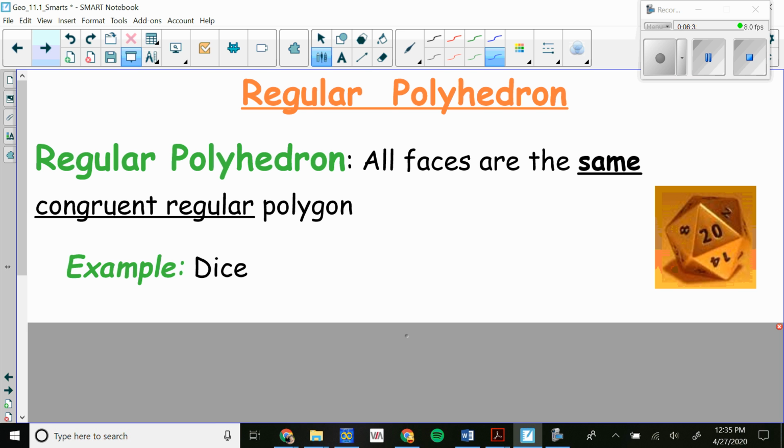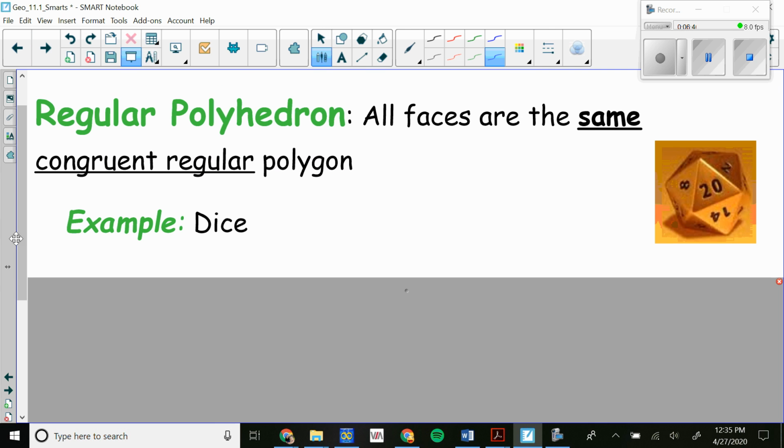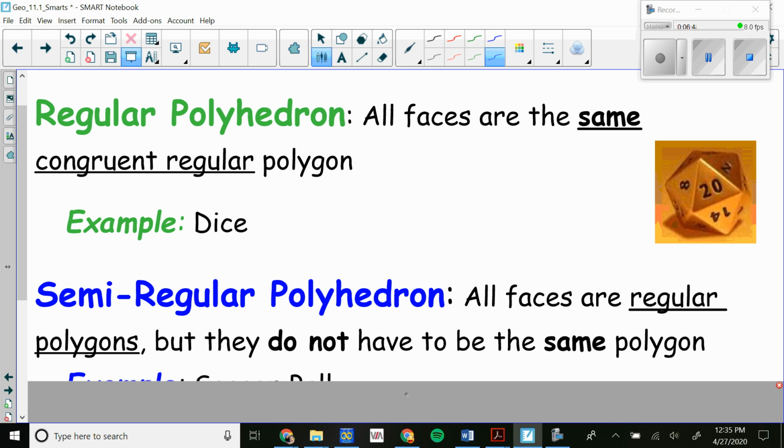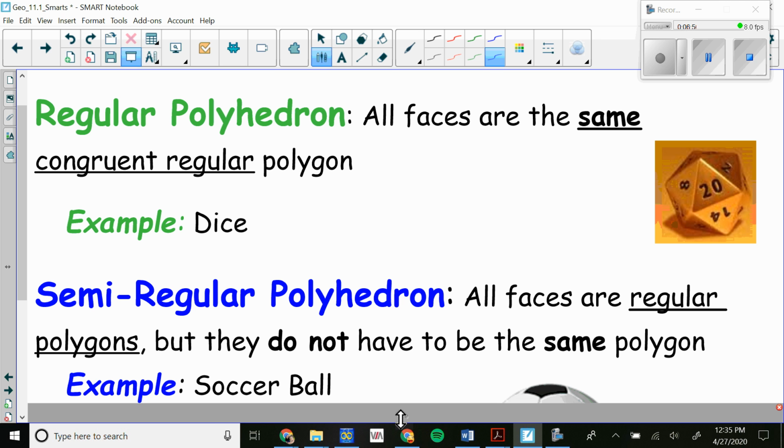Okay. Regular polyhedron. A regular polyhedron means that all the faces are the same, or they're congruent. All right, congruent polygons. So for example, dice. The reason dice work is because every side has an equal opportunity. They're all the same congruent shape.